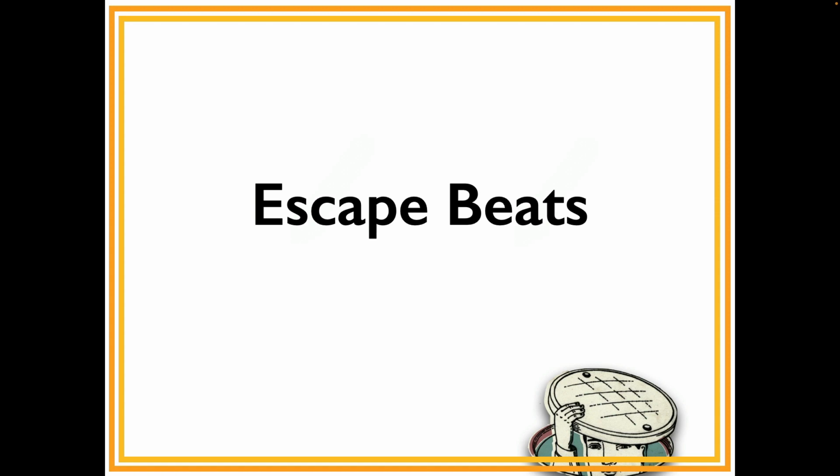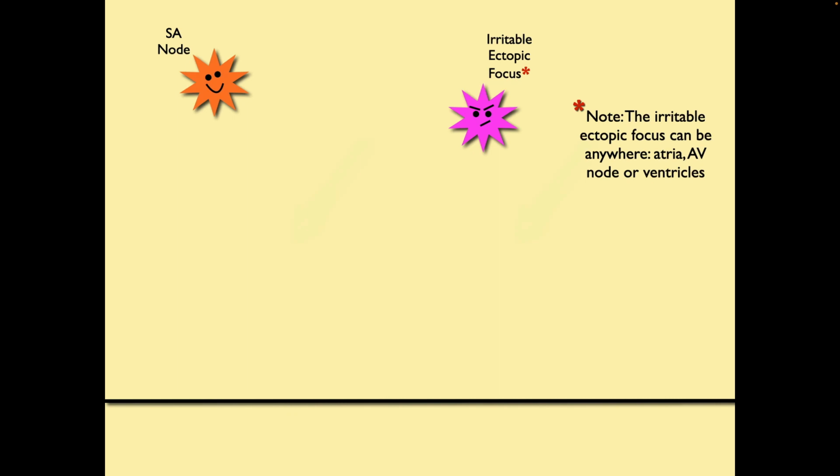An escape beat is a little bit different. With an escape beat, the SA node is firing off just fine, everything's going well, and then something goes wrong. There's some kind of sinus pause or sinus block, and the SA node just stops for a moment. Now think about it, if the SA node is not firing off, what's going to happen in the rest of the heart? Let's say the SA node just stops forever. What's going to happen in the rest of the heart?